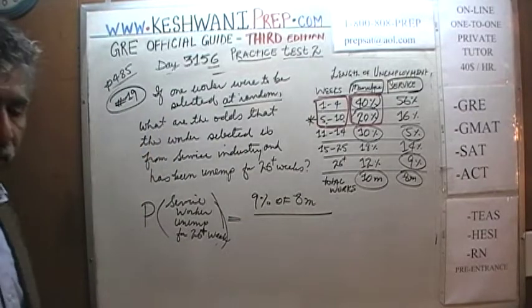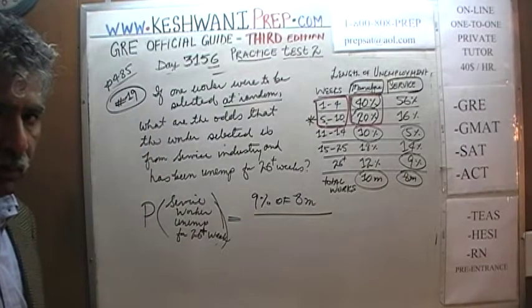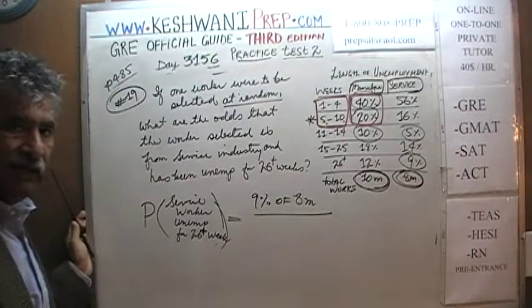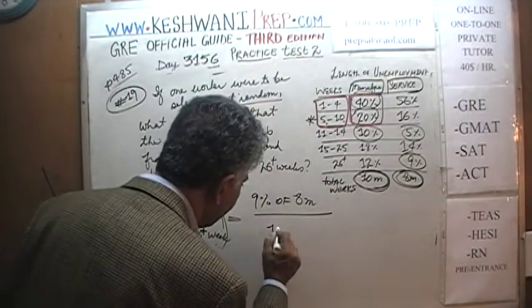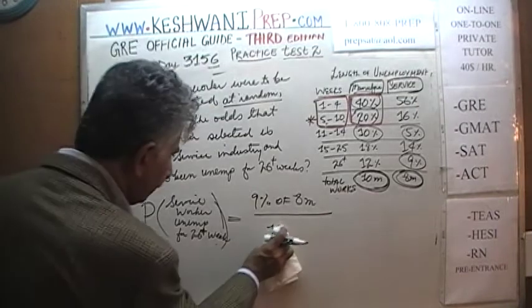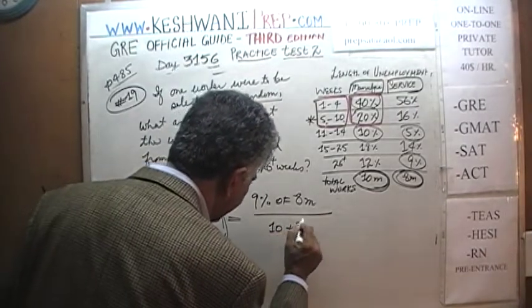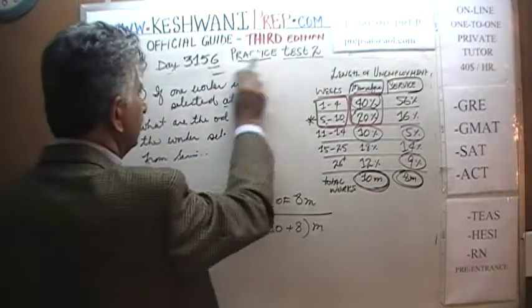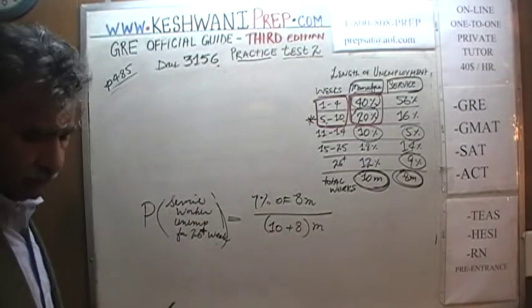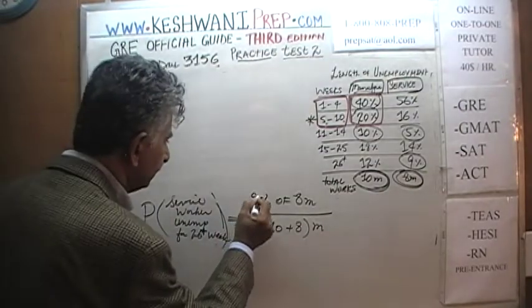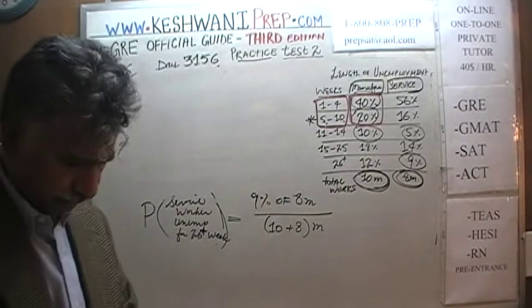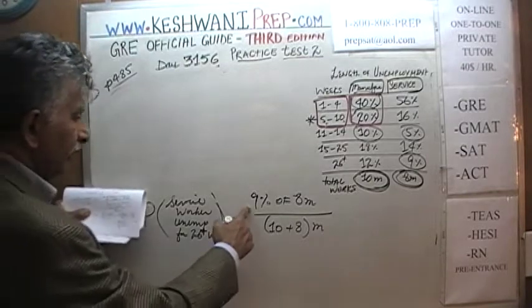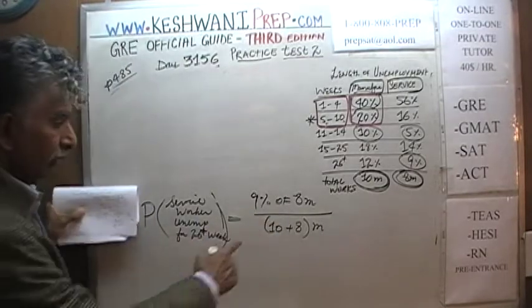Of all the workers that we're dealing with in the pool, how many workers do we have altogether? Well, altogether we have 10 million in the manufacturing sector, and 8 million in the service sector. So the total pool is 10 plus 8 million. And this is what we have to figure out. Let's do it on the top. Nine percent of 8 million. We're going to pick up from here, okay?